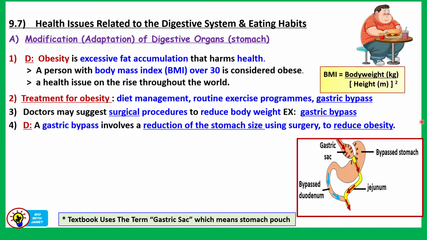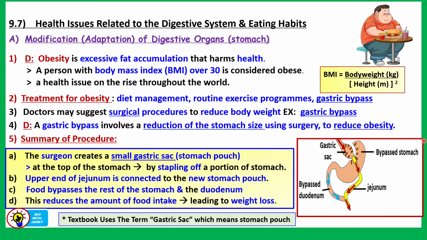Now, what is the definition of gastric bypass? Gastric bypass involves a reduction of the stomach size using surgery to reduce obesity or to reduce the body weight. So, summary of procedure. Now, this is just a summary, okay? We'll discuss more of it in the next slide. First, the surgeon creates a small stomach pouch or gastric sac. The textbook used the word gastric sac at the top of the stomach.